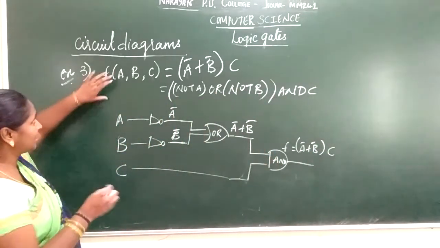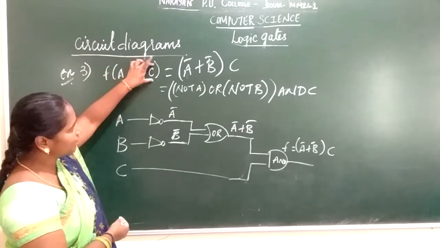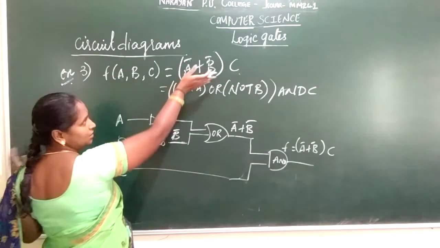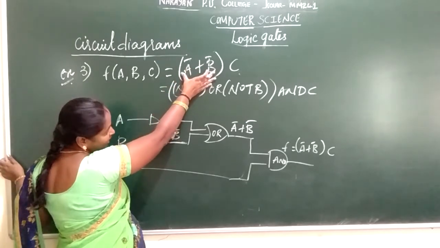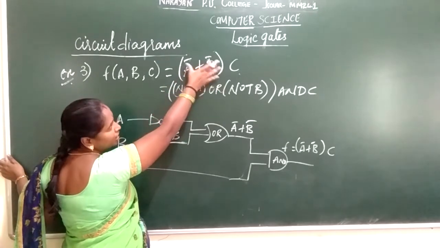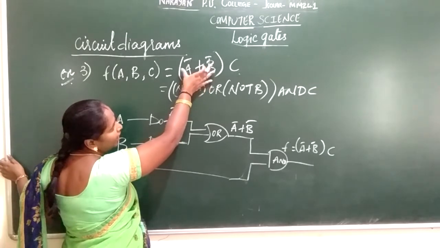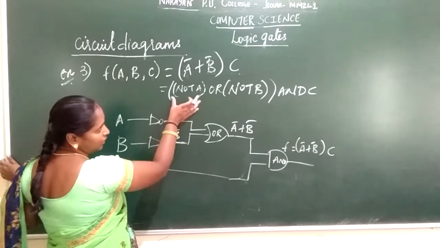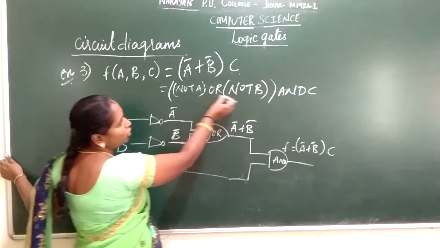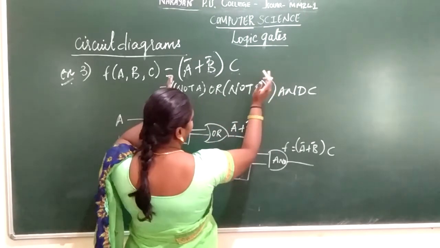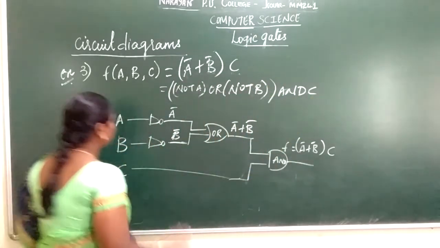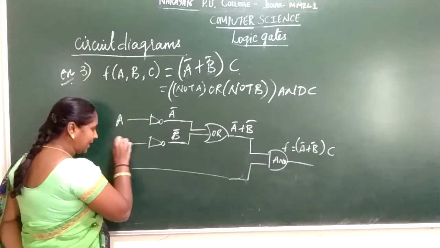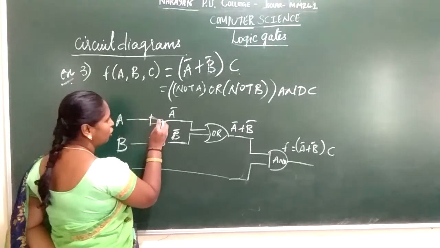So see, once again I will explain, f of a comma b comma c is equal to a bar plus b bar into c. So I have taken the first combination of the expression, a bar plus b bar, that should be ORed, and this term should be ANDed with c. So what I have written, not of a or of not of b, this should be done first and this should be ANDed with c. So I have taken these two as complementation or NOT gate. So I have taken a, b as it is. So I have used a NOT operator.